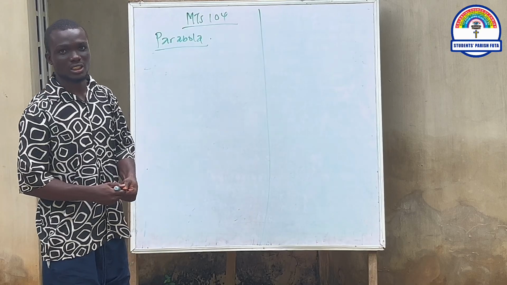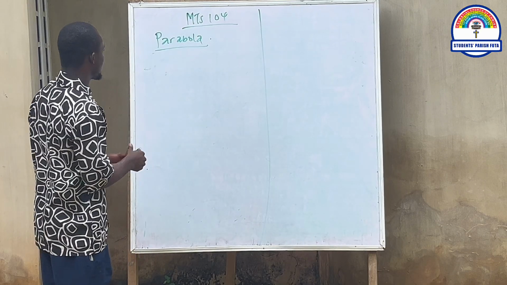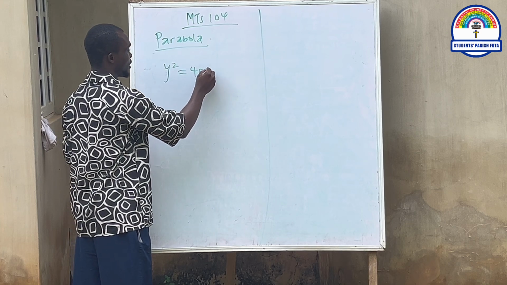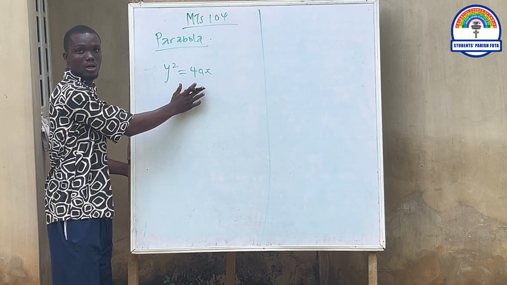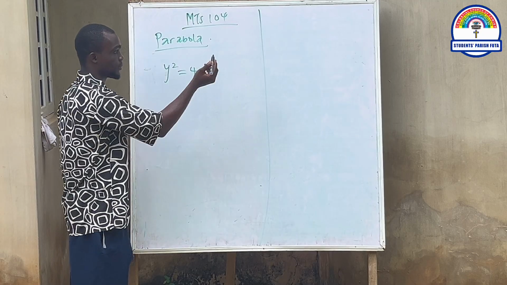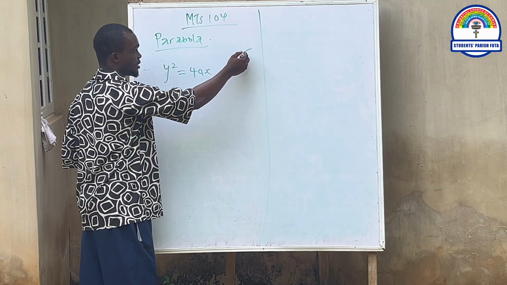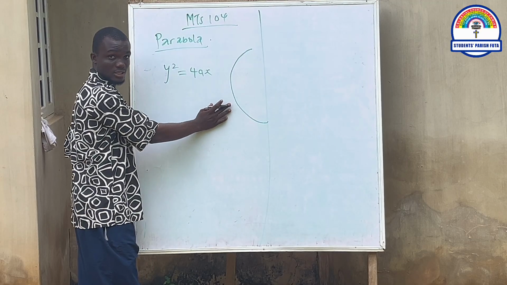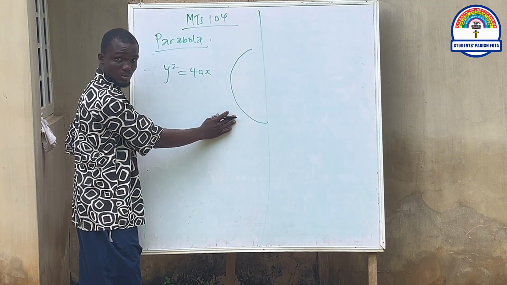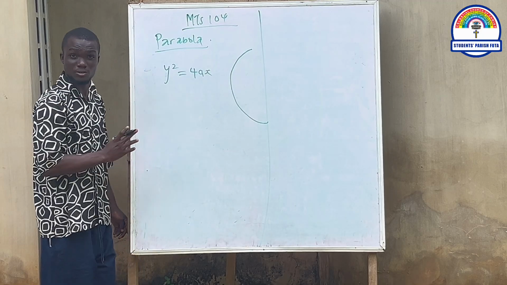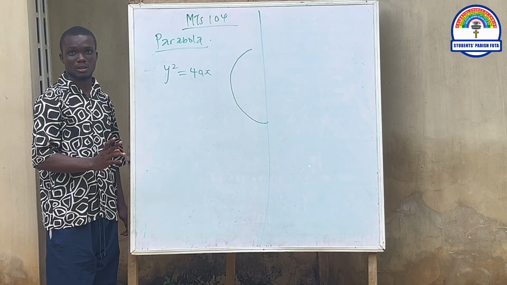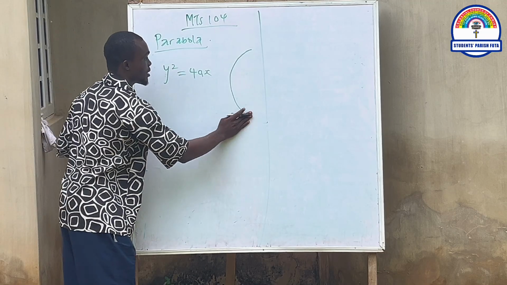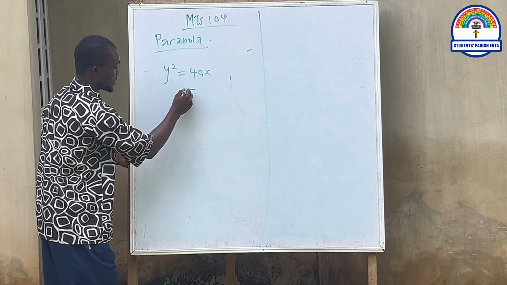All right, so the general formula for a parabola is y squared is equal to 4ax. This is the general formula for a parabola, and we know that a parabola is a shape or diagram that looks like this. So this is a parabola. This formula varies for different parabolas. For y squared equals 4ax, the diagrammatical representation is like this.